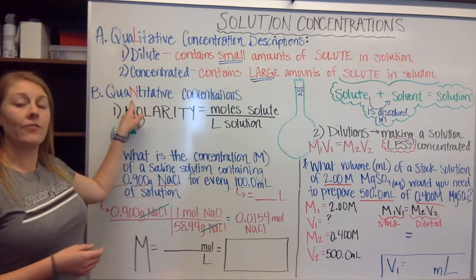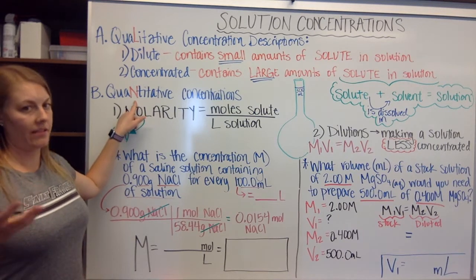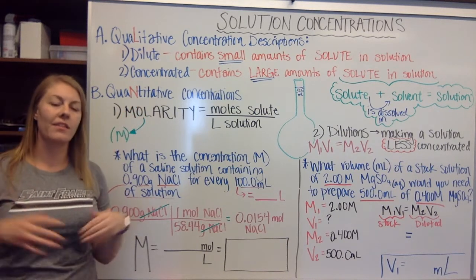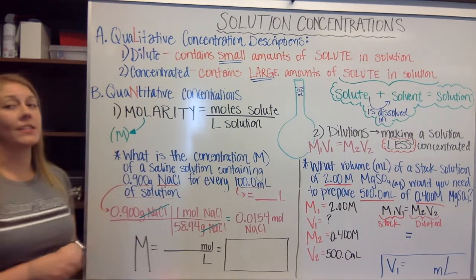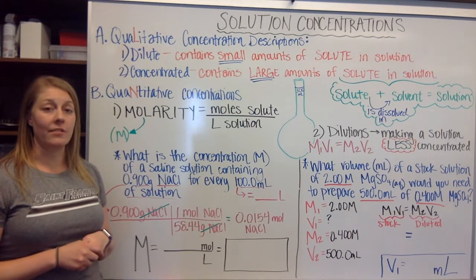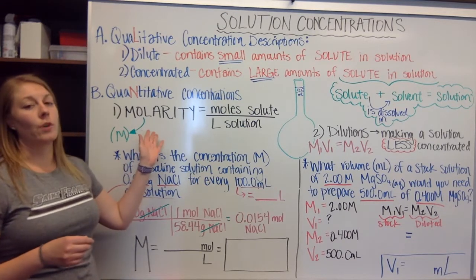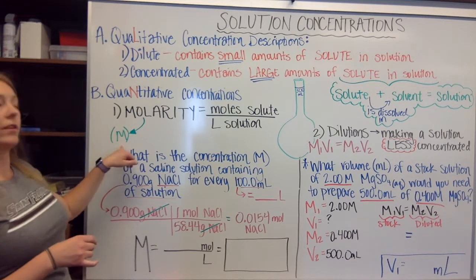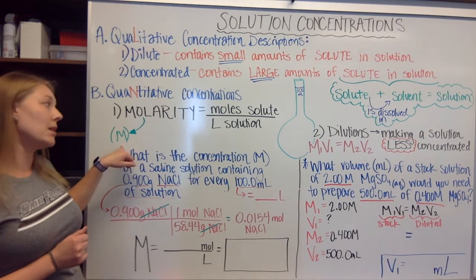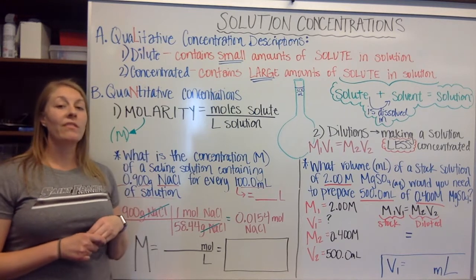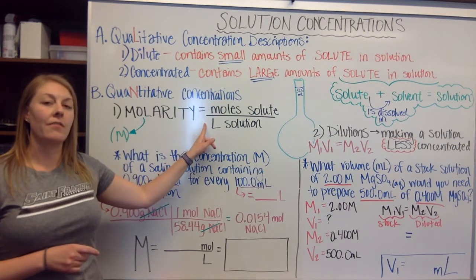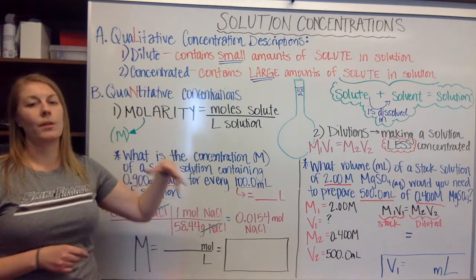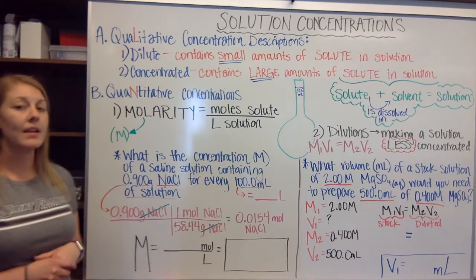For quantitative, and remember this N for quantitative tells you it's quantity, we're using numbers. We're going to talk about two quantitative descriptions of concentrations. Both of them revolve around molarity. Molarity, which we symbolize with a capital M, is the moles of the solute over the liters of solution. So that's the formula that we're using to calculate molarity.